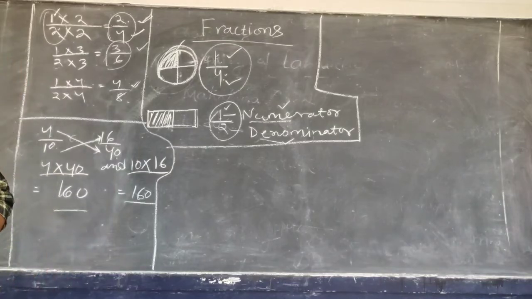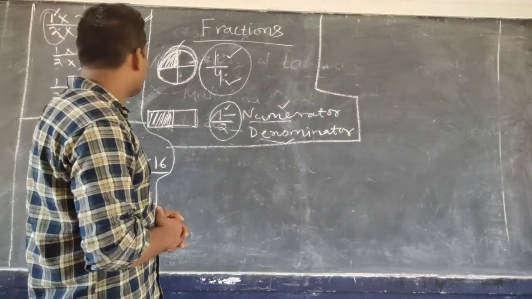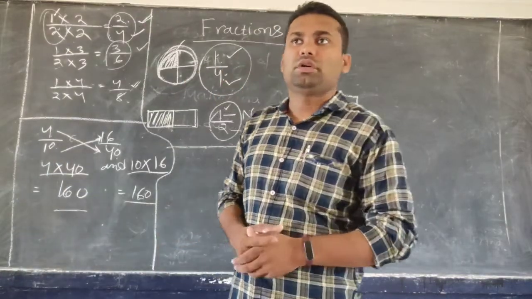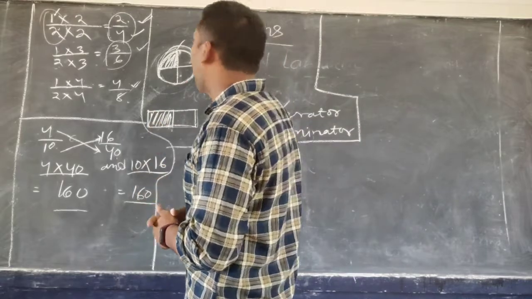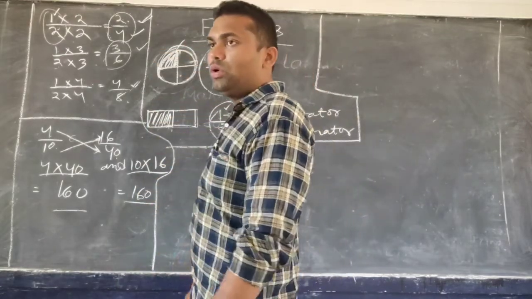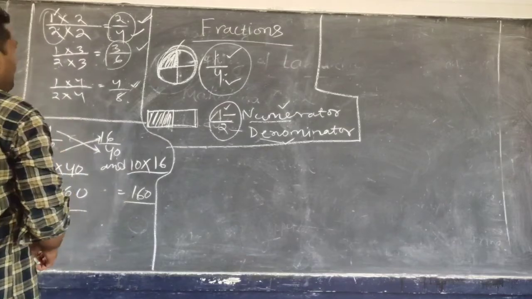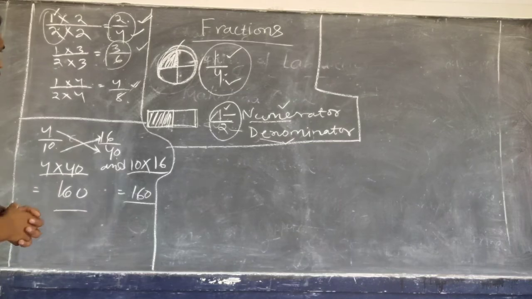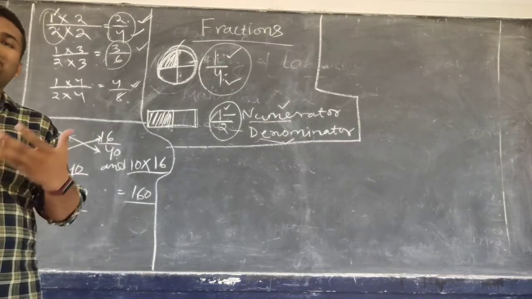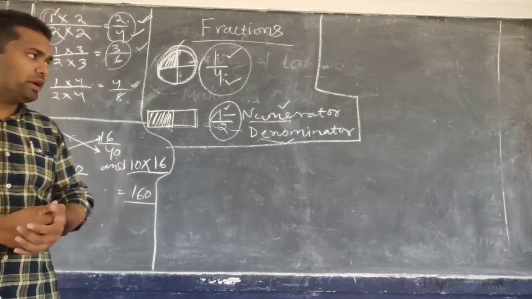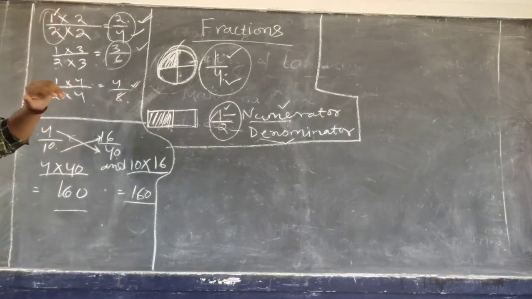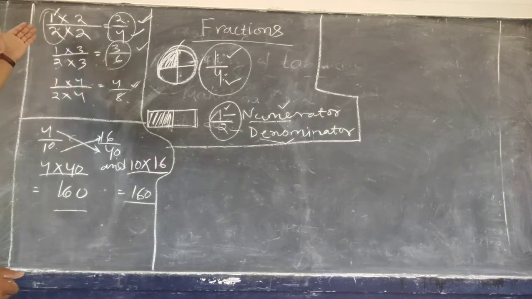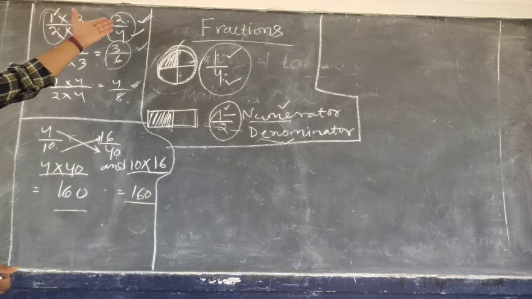Next is the equivalent fraction. In this, we are going to discuss the equivalent fractions of 1/2. How do we find the equivalent fraction of 1/2? First we have to multiply the same number with both numerator and denominator. So here we multiply 2 with both the numerator, 1, and the denominator, 2, and we get 2/4.